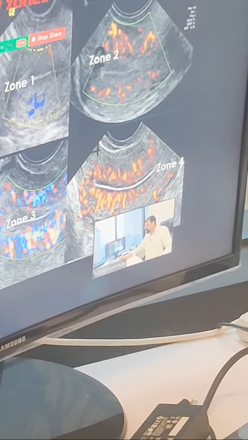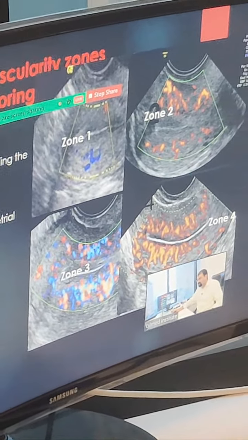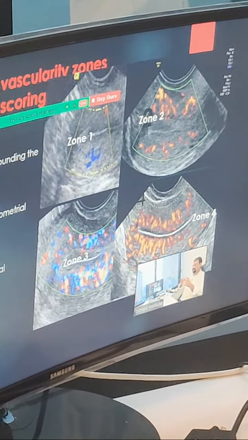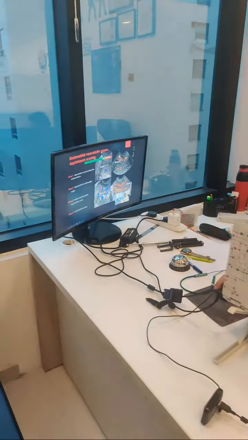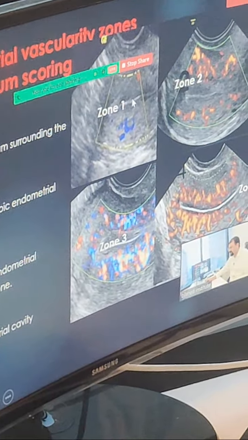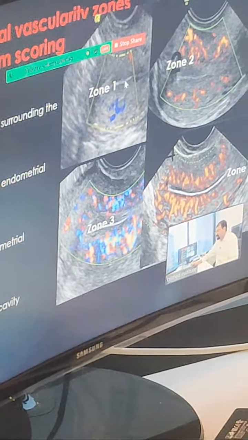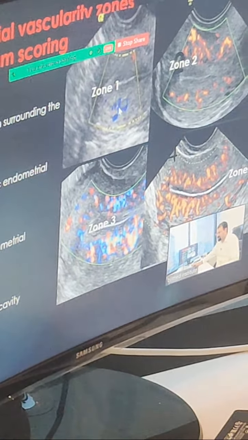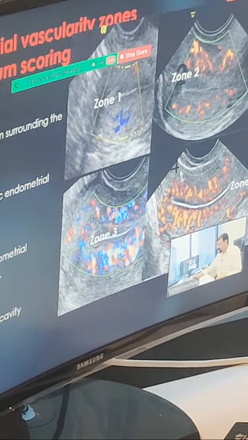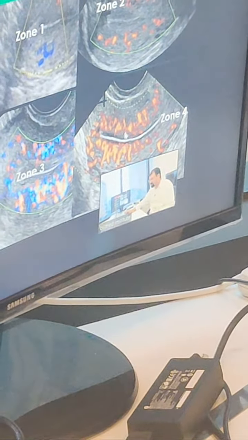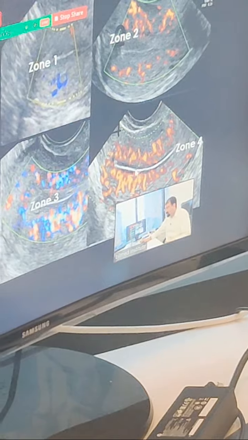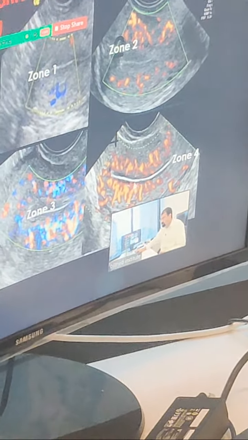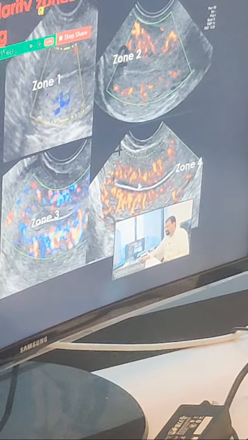So the point is I have to see the vascularity and label its zone. For example, if a blastocyst has dropped for implantation in the endometrial cavity and I am having zone 1 vascularity, the blastocyst will not make a connection with the vessels and will be thrown out. But if the blastocyst drops into this endometrial cavity and we have many vessels in zone 4, touching this central line, it will easily get implanted.